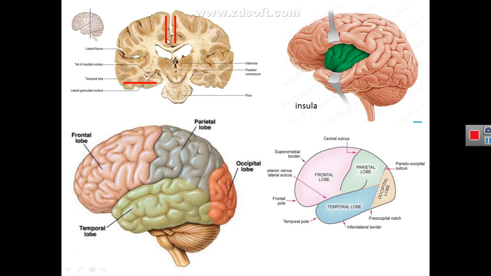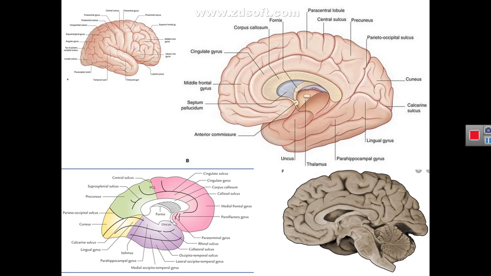This is the medial surface. It is limited below by the corpus callosum. You can see that the corpus callosum is formed by nerve fibers connecting the right and left hemispheres. It forms the lower boundary of the medial surface. So here is the comma shape of the corpus callosum seen on the medial side.